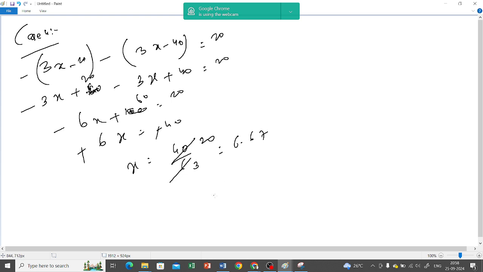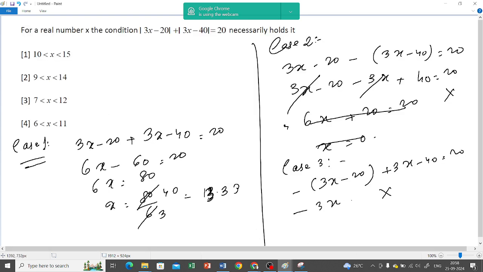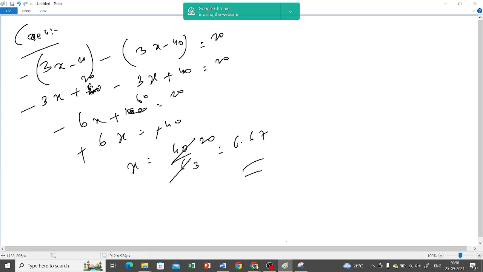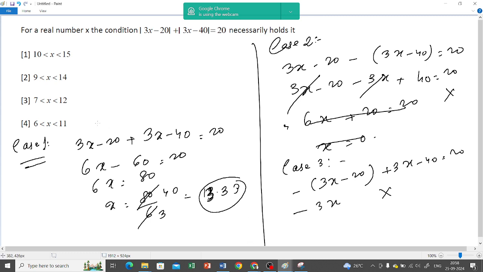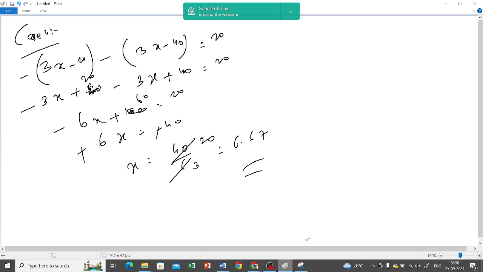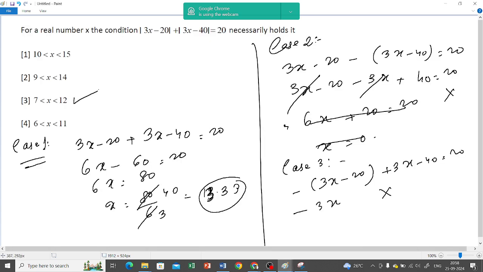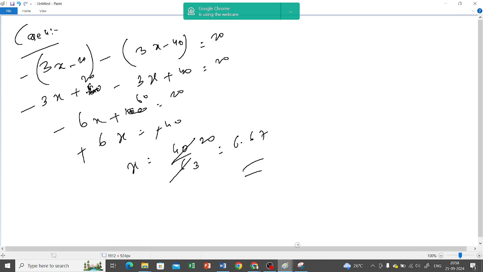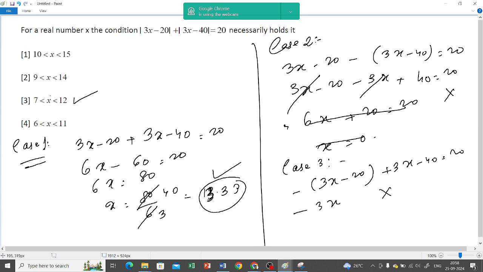6.67, right? So that means which of these satisfy the values of getting 13.33 and 6.67? So if I choose this particular option, this will actually contain the values that I've got from here, 13.33 and 6.67, right? Because you see this range actually falls within this range.